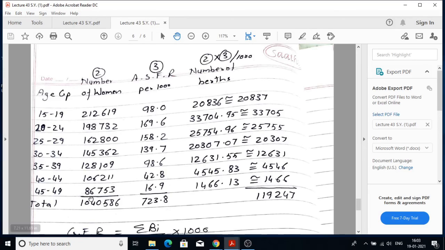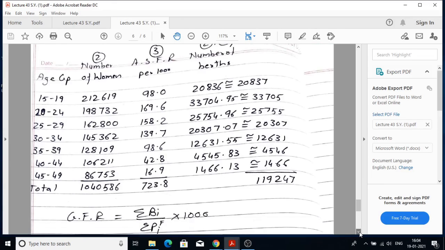Next age group 45 to 49. Number of women values are 86,753. ASFR value is 16.9 per thousand is given. So 86,753 into 16.9, the value is 1466.13. So approximately we can take it as 1466. So see the calculations.